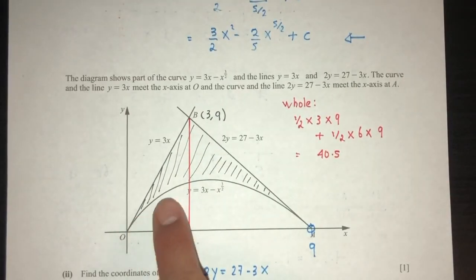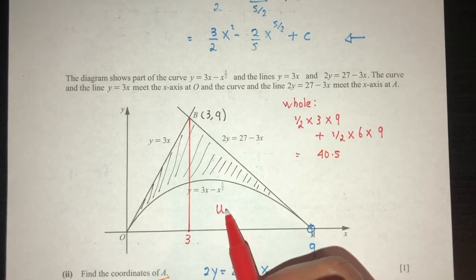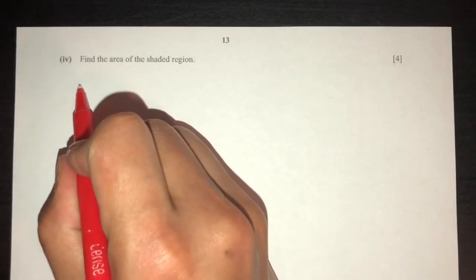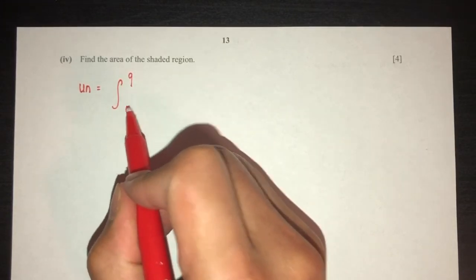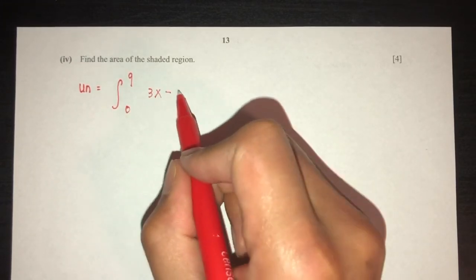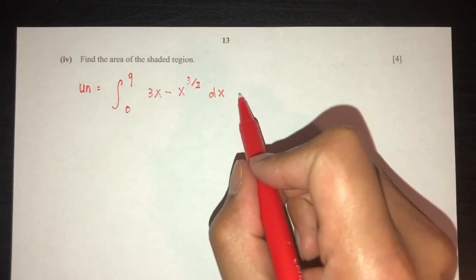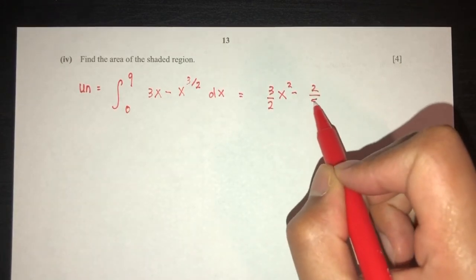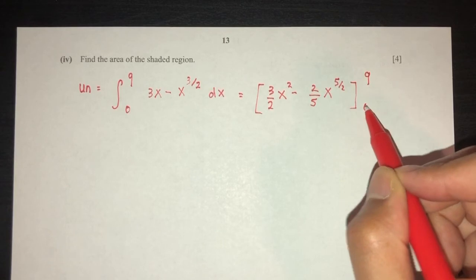Now we want to remove the area below here, which is the area under the curve. Let's call this one U, the unwanted area. We have to remove this one. So how do you find this area? We have to find this by doing integration. So the unwanted area is the integral between the limits of 9 and 0 for the curve y equals 3x minus x^(3/2) dx. This was done in part 1. You know this is equal to 3/2 x^2 minus 2/5 x^(5/2) between the limits of 9 and 0.